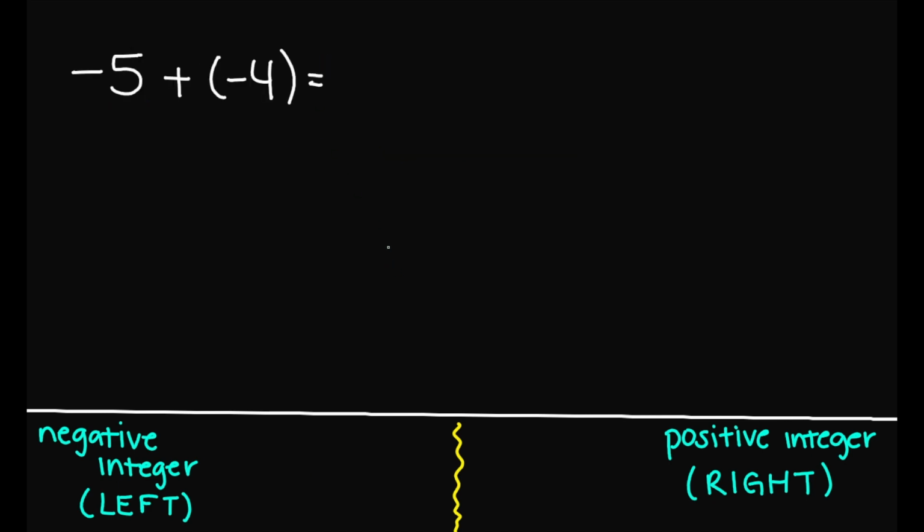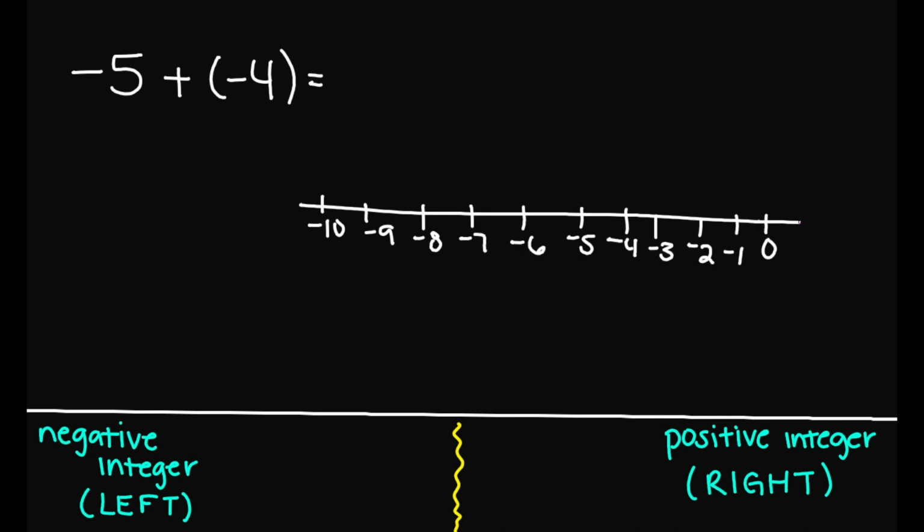Let's look at this example here. So first we're going to get our number line together. And I'll do negative 10, negative 9, negative 8, and this is your 0. And then remember, if you continue to the right, you're going to get your positive integers.